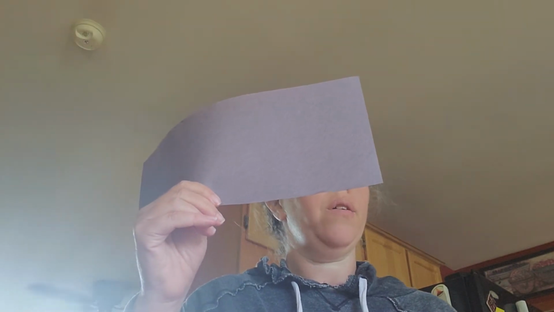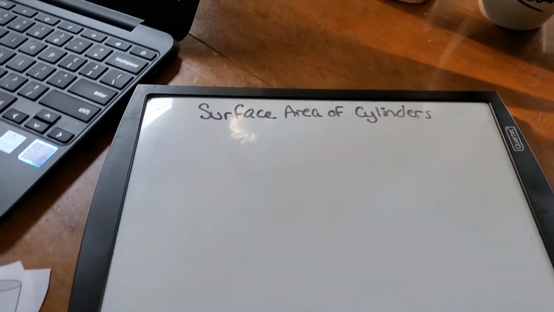Notice that the length of that paper goes around the outside of that circle. That's the circumference. And the width of the paper is the height of the cylinder. So when I want to find the area of the paper, this is just the circumference of the circle times the height of the cylinder. And that's going to help us see where the surface area of a cylinder comes from. Okay, let me switch this so you can see me do some on the board.